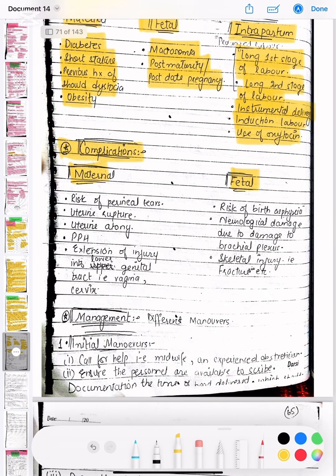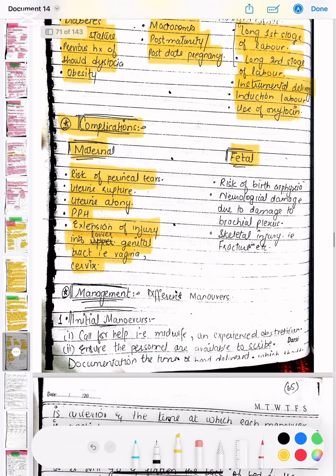The maternal complications are risk of perineal tears, uterine rupture, uterine atony, PPH, and extension of the injury to the lower genital tract, that is vagina or cervix. The fetal complications are risk of birth asphyxia, neurological damage due to damage to the brachial plexus, skeletal injury such as fracture, etc.